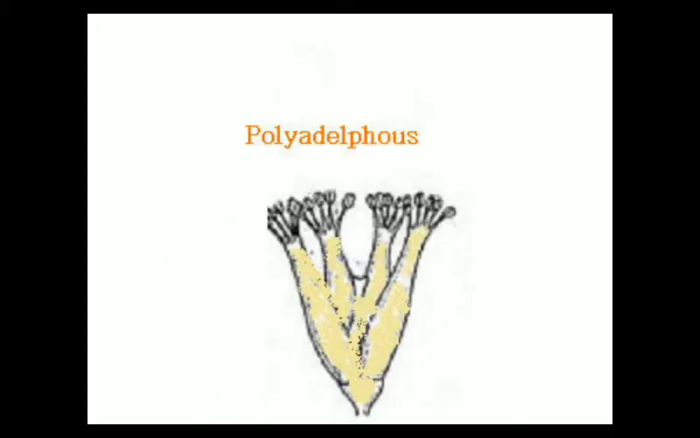In the polyadelphous condition, what will happen? Poly means many or several, so many bundles will form. Suppose there are 10 stamens present in a flower. The filament part of 3 stamens will fuse together to form one bundle. The next 3 stamens will fuse together to form a second bundle, and the rest, 4 stamens, will fuse together to form one more bundle. This condition is known as polyadelphous condition.